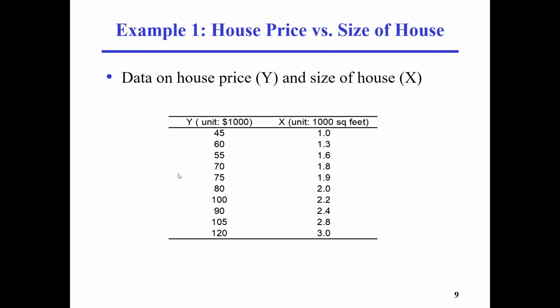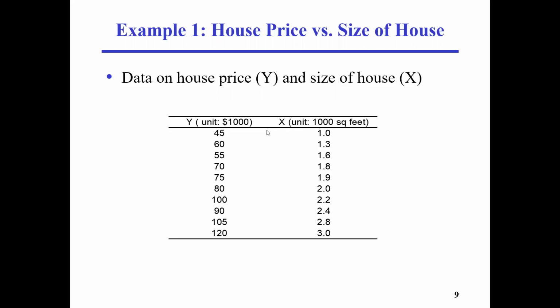Here we have our sample data set. We have 10 observations, so 10 houses. Y is in thousand dollars, and that's the price: $45,000 for house one. The size of the first house is 1.0 multiplied by 1,000 square feet, which is 1,000 square feet.